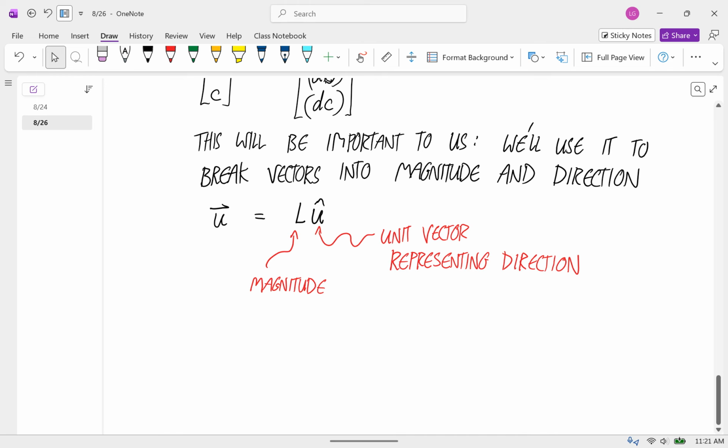And the reason is we're going to have vectors where we know the direction, but we don't know the magnitude. So it's a way to isolate what we know from what we don't know. And it reduces the number of variables we'll use.